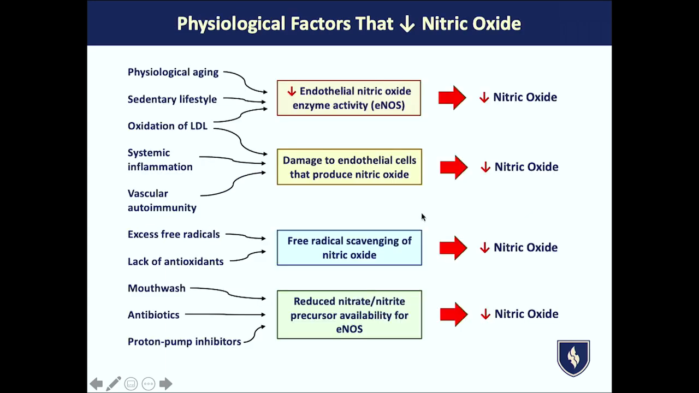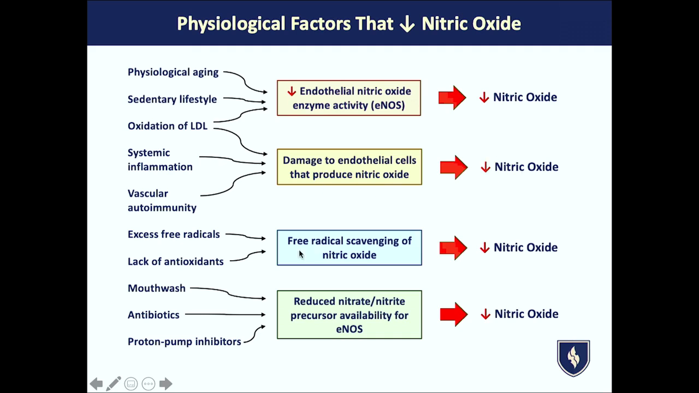These are the different mechanisms summarized for you in a chart that decrease nitric oxide. So just aging and not moving around and doing things, sedentary lifestyle, lots of oxidation, they decrease endothelial nitric oxide synthase activity, so it's easier to have nitric oxide levels go down. Things like oxidation of LDL, systemic inflammation, vascular autoimmunity damage the endothelial cells directly that produce nitric oxide, so nitric oxide levels can go down.